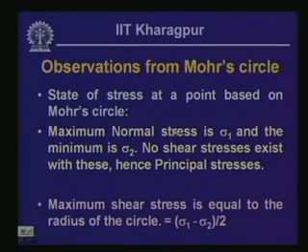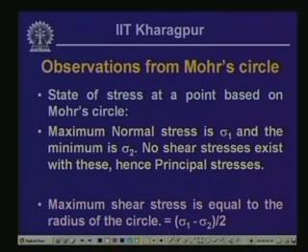Hence, from the Mohr circle we can observe that the maximum normal stress is sigma 1, which we have designated as the maximum principal stress, and the minimum stress is sigma 2, the minimum principal stress. At those two planes we have seen that no shear stresses exist, because, being on the sigma axis, the values of shear stress are 0, and hence they are the principal stresses.